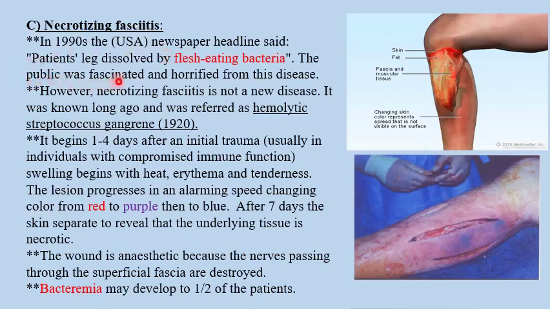However, necrotizing fasciitis is not a new disease. It was referred to by another name long ago: hemolytic Streptococcus gangrene. It has been known since the 1920s as hemolytic Streptococcus gangrene. But why did it come back or appear again? Because of weak immune systems.